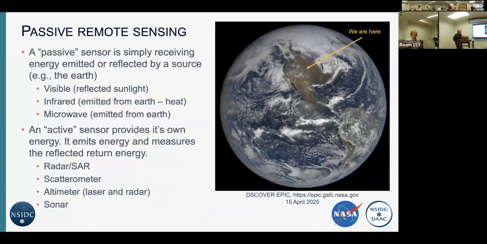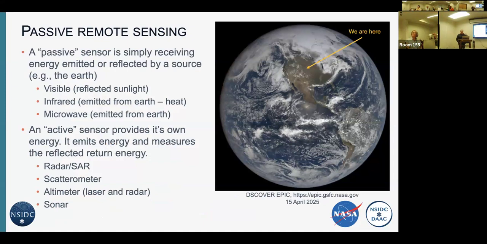All right. So this is where we are personally. When we talk about remote sensing, there are two kinds: passive remote sensing and active remote sensing. A passive sensor is just receiving energy emitted or reflected by a source. Our eyes are passive remote sensors, essentially.